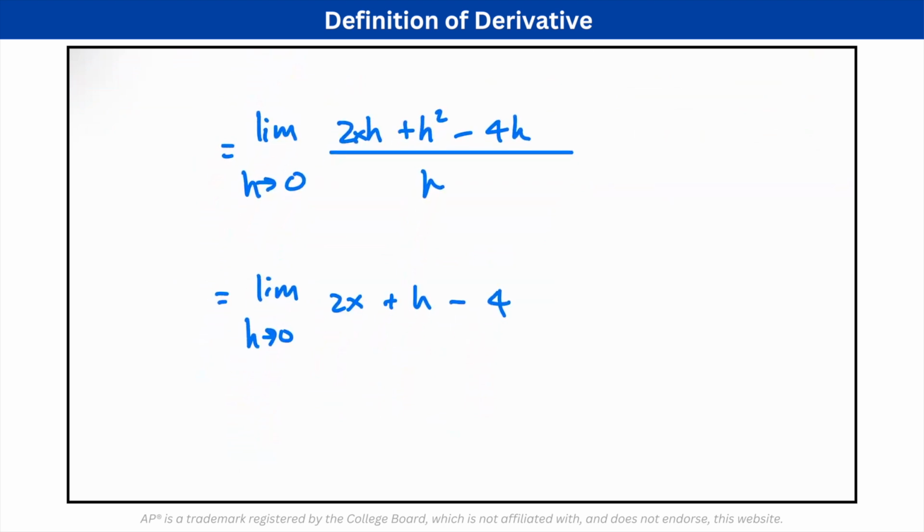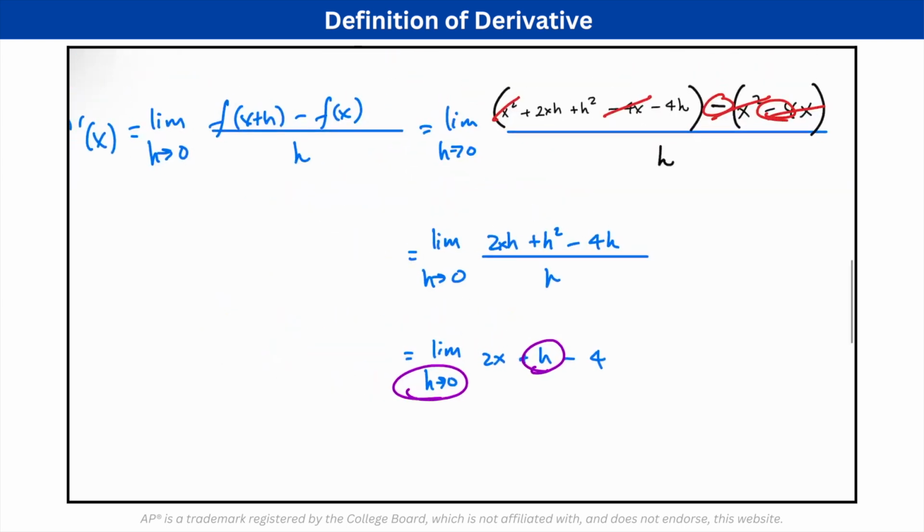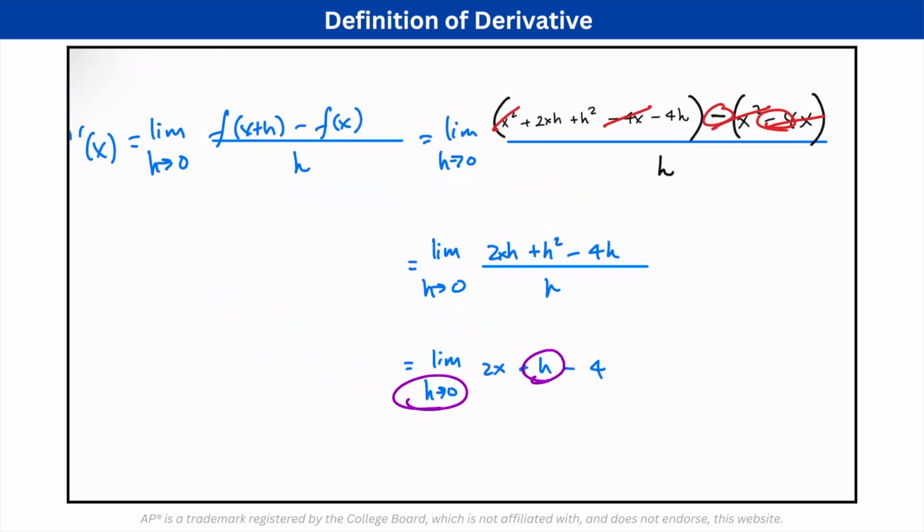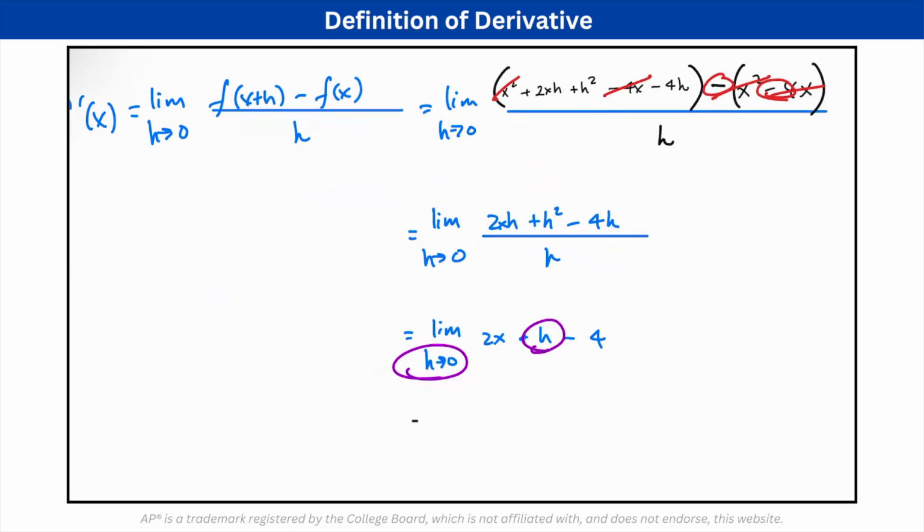And now, and only now, you go ahead and execute the limit notation. And by the way, I think I've said it before, thou shall keep writing the limit notation until substitution. You substitute it: 2x plus 0 minus 4, 2x minus 4.